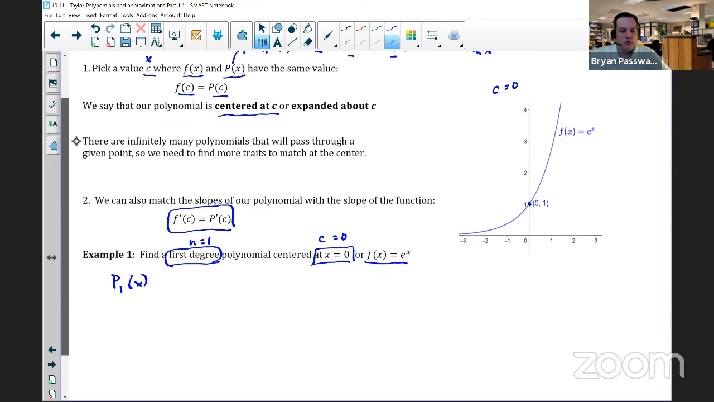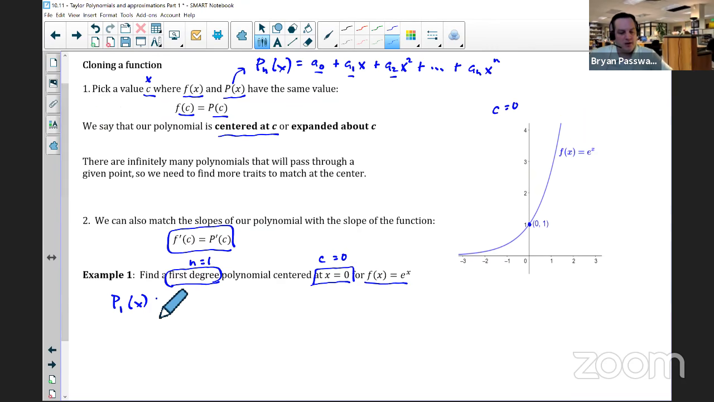And going back to our little formula that I wrote up here, P sub 1 of x is going to be a sub 0 plus a sub 1 x, right? This is my first degree. I would stop there because the x has a power of 1. And so if I'm trying to create a polynomial that looks like this, your job is to figure out what numbers go there. What's a sub 0? What number would go there, and what number would go where a sub 1 is?